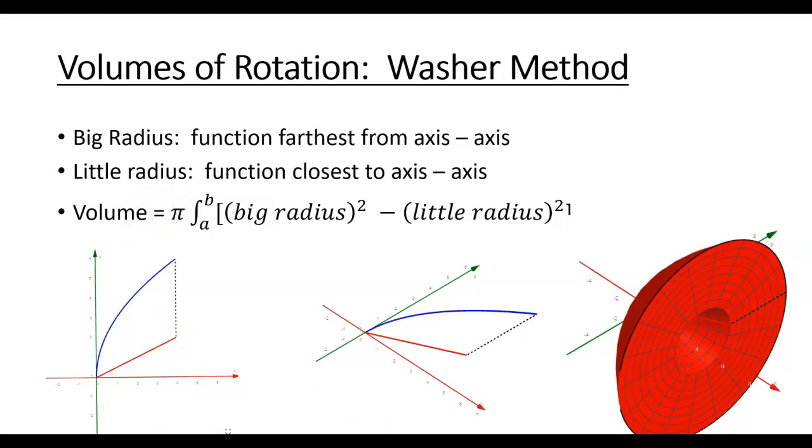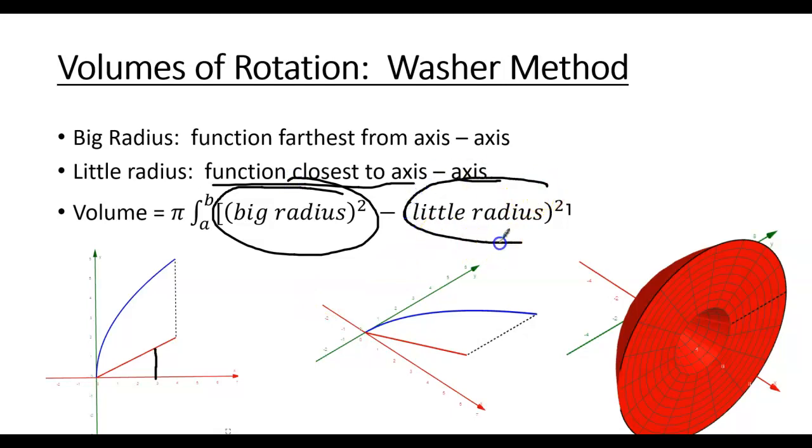Then you're going to find the distance of the function that's closer to the axis, and you find that distance by doing function closest to the axis minus the axis. So that's your big radius and your little radius. And then you're going to find the area of your big circle, which is pi r squared, and you're going to subtract from it the area of your little circle, which is pi r squared. So the pi we're going to just put out in front.